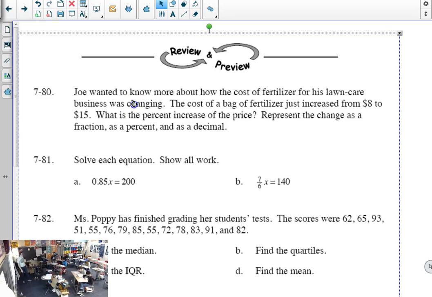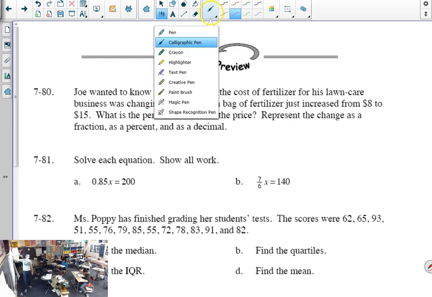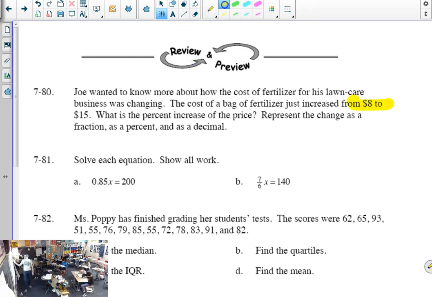Joe wants to know more about the cost of fertilizer. Even if you're working on the closure, please keep it down a little bit. I'm trying to help Izzy. Cost increased from $8 up to $15. What is the percent of the increase on the price? Now, we talked about our equations for this.